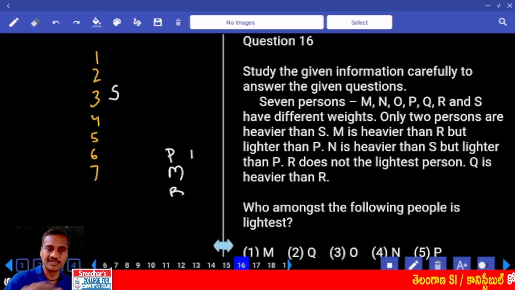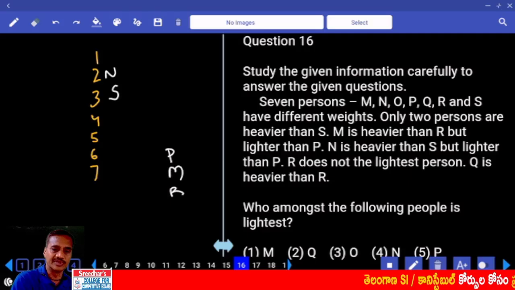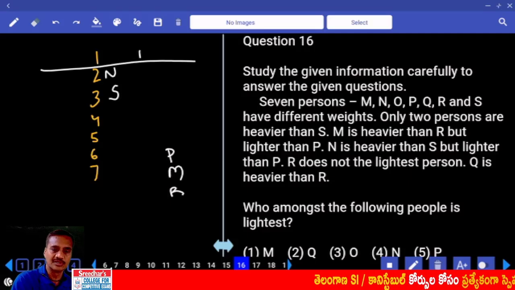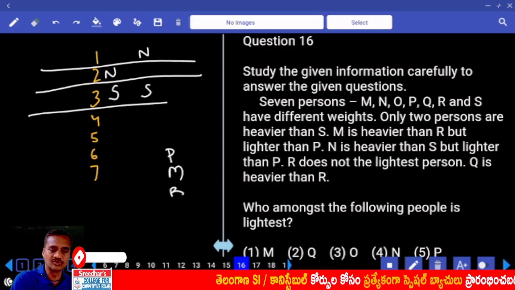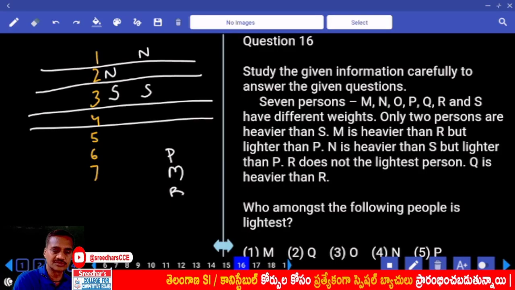Now N is heavier than S, how many possibilities do we have? Now N can be here, there is one possibility, R. N can be here, there is another possibility. N is heavier than whom? N is heavier than S.